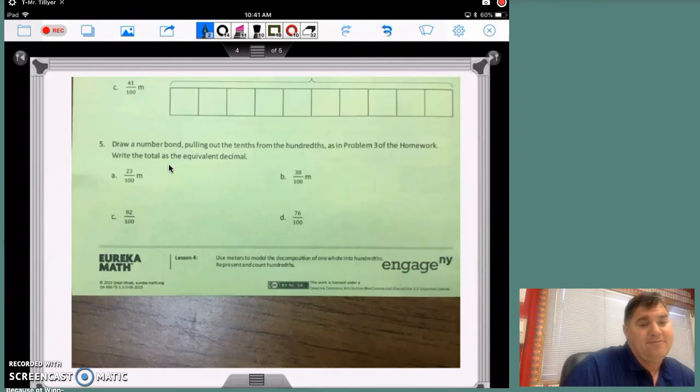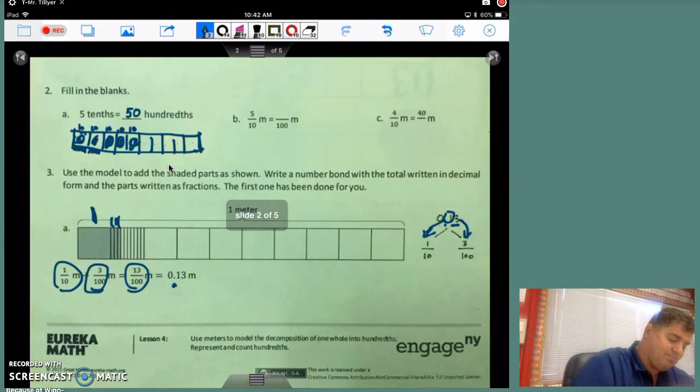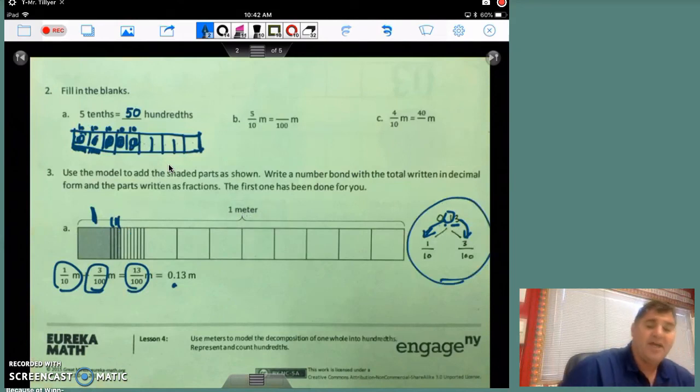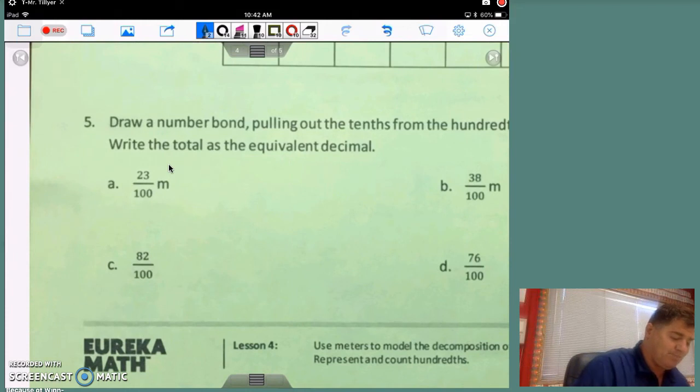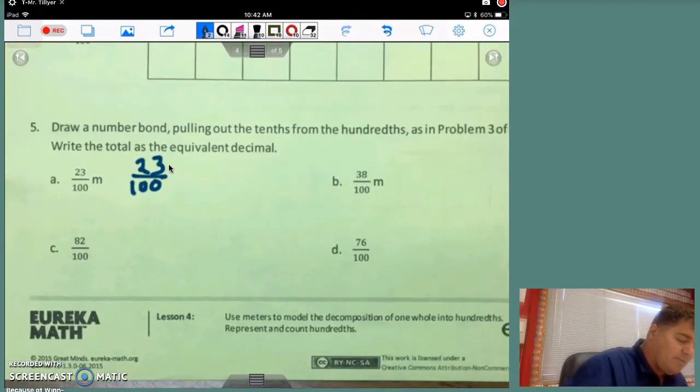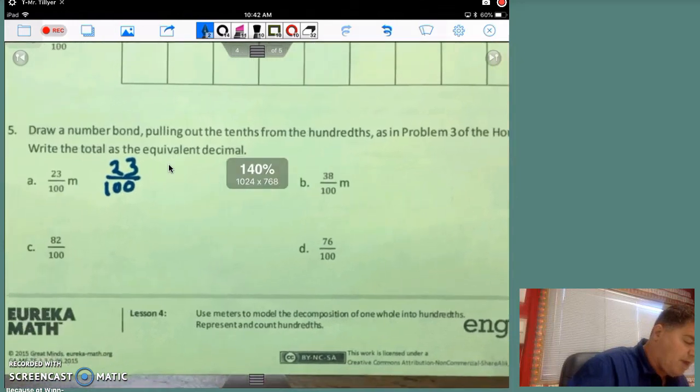Let's go down to number 5. It says draw a number bond pulling out the tenths from the hundredths. As in problem 3 of the homework, write the total as an equivalent decimal. So if we go back to problem 3, it was like this one right here. It's going to be just like that. So if we have 23 hundredths, they want us to pull out the tenths and the hundredths.